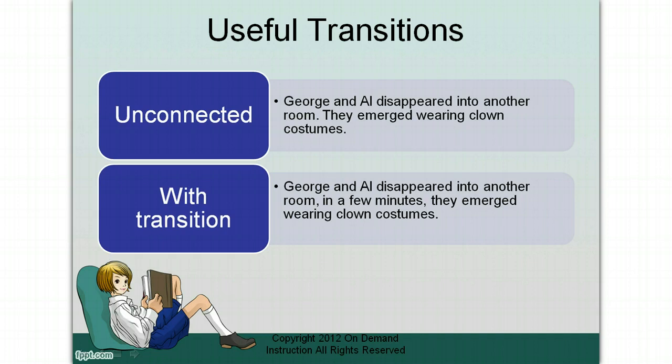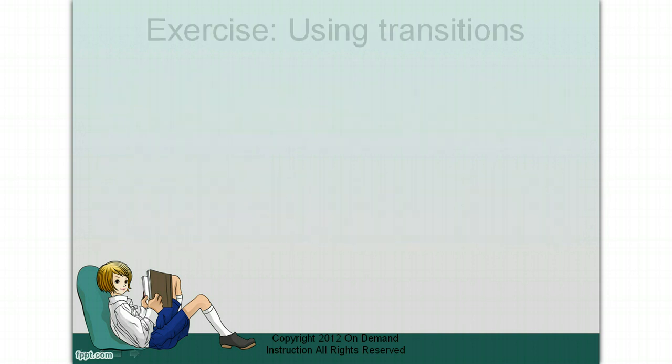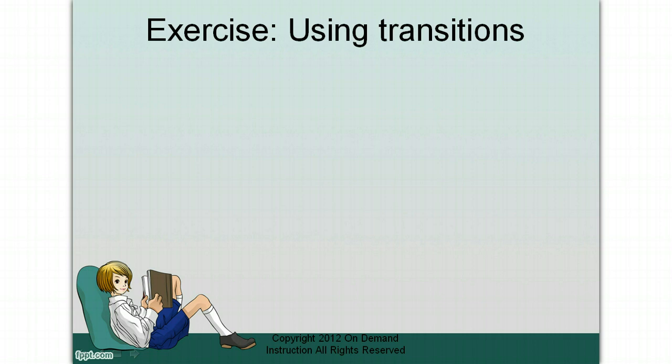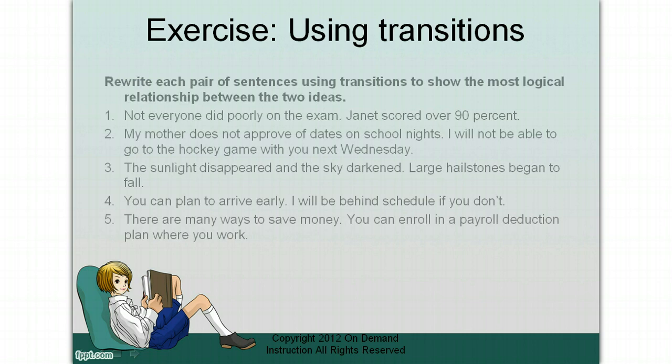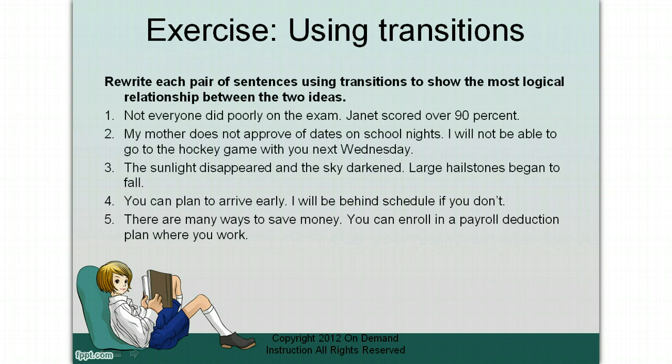Transitions do not always have to be placed at the beginning of the second sentence. Unconnected: George and Al disappeared into another room. They emerged wearing clown costumes. With transition: George and Al disappeared into another room. In a few minutes they emerged wearing clown costumes. Let's do an exercise using transitions. Rewrite each pair of sentences using transitions to show the most logical relationship between the two ideas.